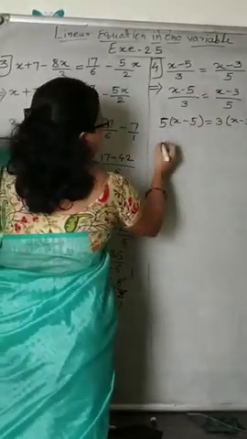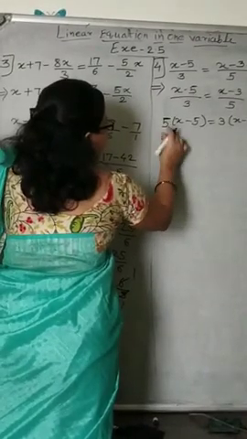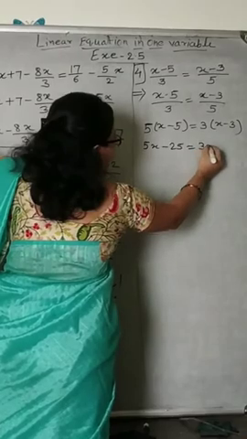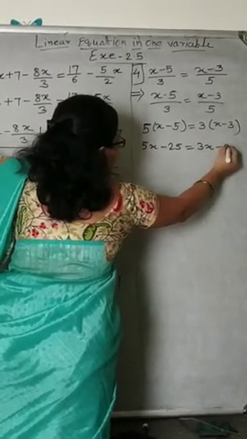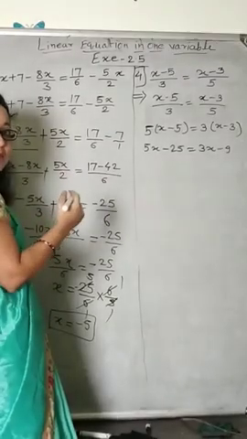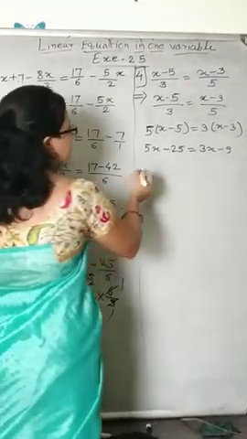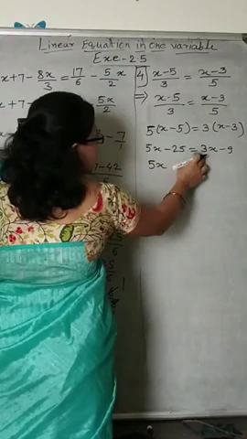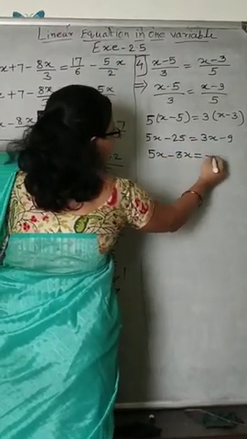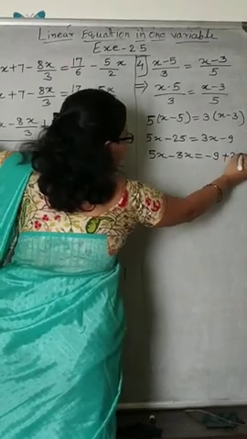Now what will come? 5 into x, 5x minus 5 5s are 25, equals 3 into x, 3x minus 3 3s are 9. Then what will be there? Now variable one side, number one side. That's why 5x, plus 3x is positive, it will come negative, minus 3x. Minus 9 plus 25 will be there.